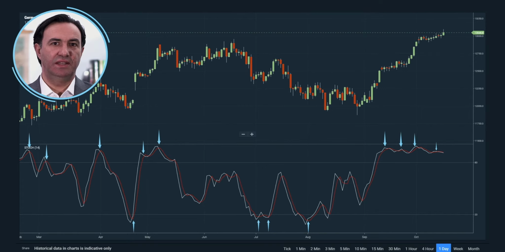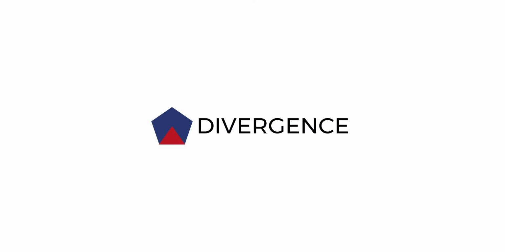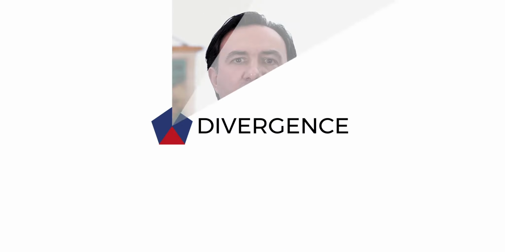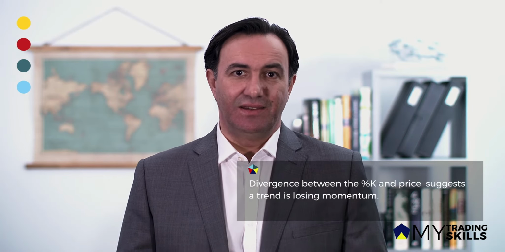The issue is still that trends can go on for a long time, even with crossovers. If the trend continues, you will see lots of false signals. If we look here, we can see that happening. Given the limitations of just looking at overbought, oversold crossovers, traders look for divergence between the percentage K line and the price of the underlying market as a way to assess whether the momentum in a trend is waning.